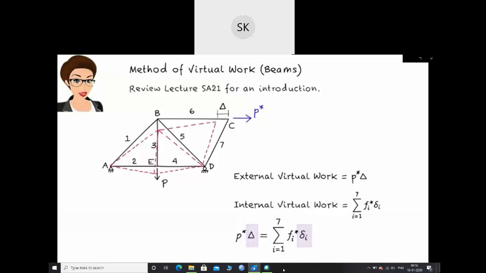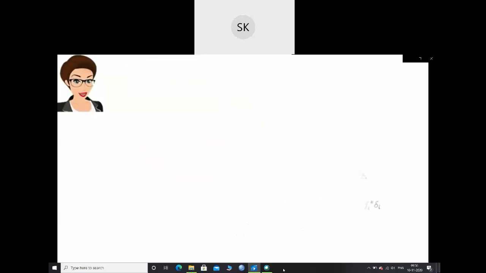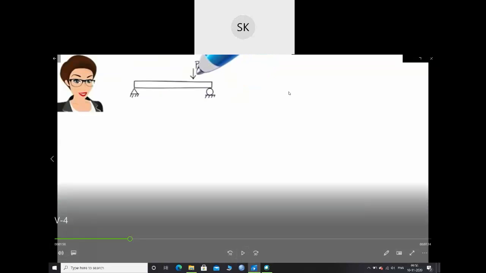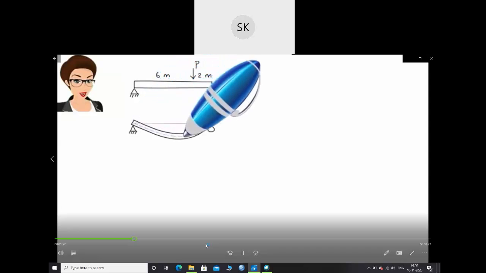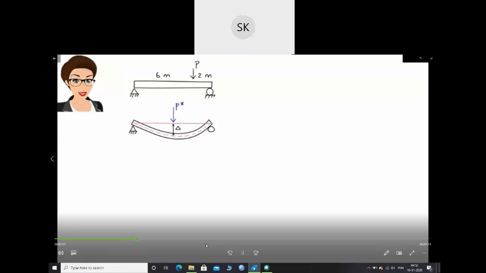Now let's turn our attention to beams. Say we have this simple beam. So let's start with the virtual work method for beams. Here is how the beam is going to deflect under the load. Suppose we want to determine the vertical displacement at mid-span. To do so, we should place a virtual load at the midpoint of the beam where deflection is denoted by delta. Then the expression for external virtual work can be written.